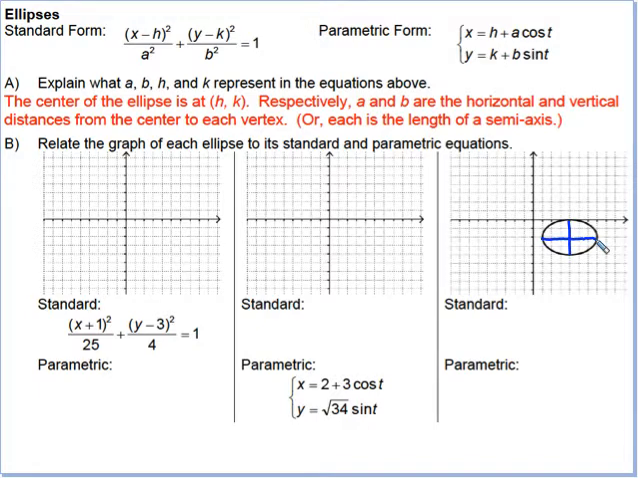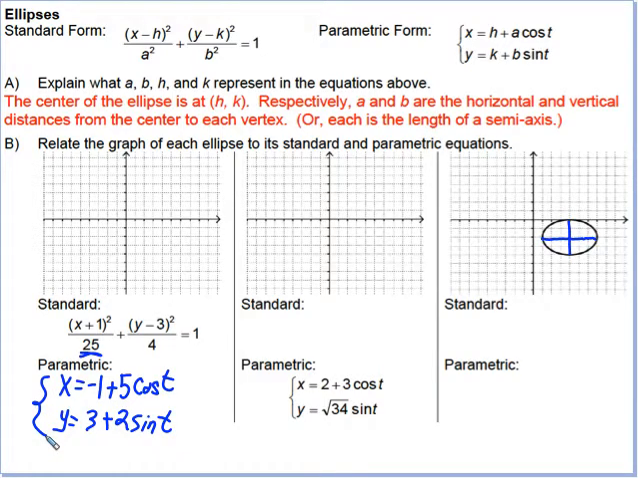So on the parametric formula, it would be your x equals -1, don't forget to change your sign, plus the a squared is 25, so the square root of 25 would be 5, and then cosine t. The y formula would be +3 because we changed our sign, and then square root of 4 is 2 times sine t. Okay, do your little sideways mustache there. I will let you draw the graph on that one. You know where the center is, you know where the vertical and horizontal radius is.